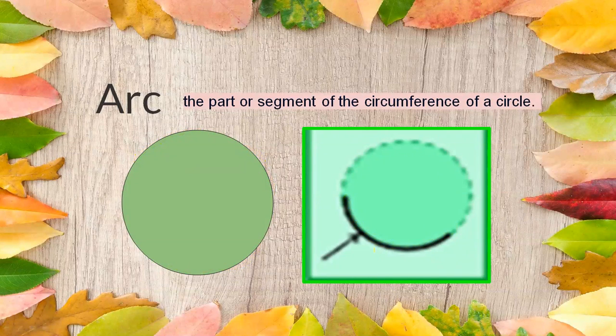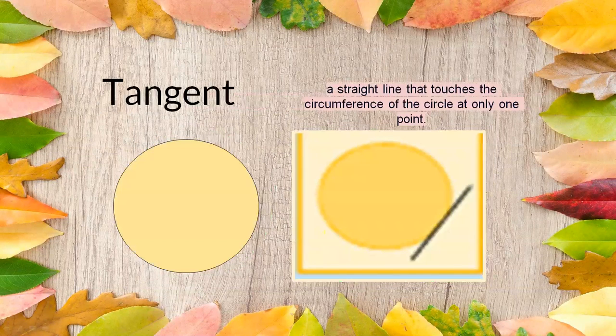This is an arc, the part of the circumference of a circle. That is known as an arc. It's like a brow, just like a U shape. No, it's like a moon. Okay. So, what is tangent?